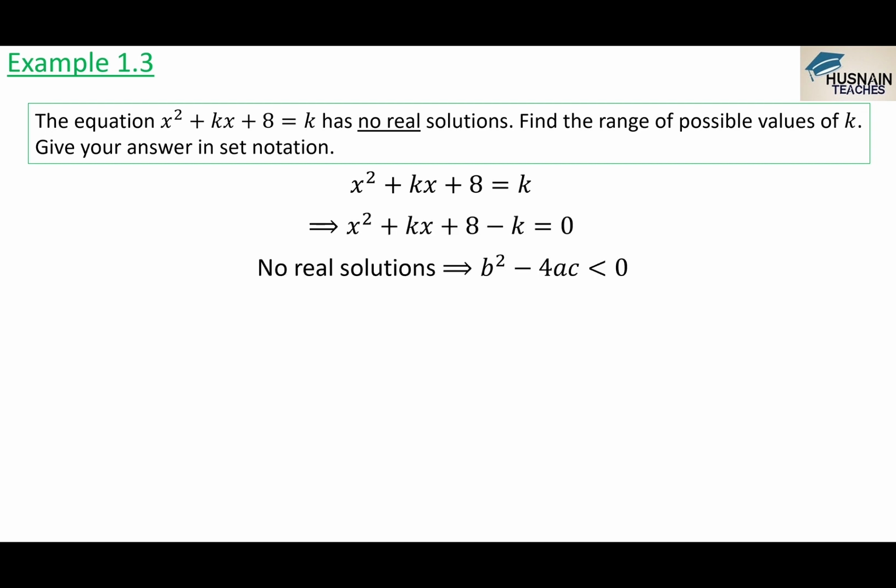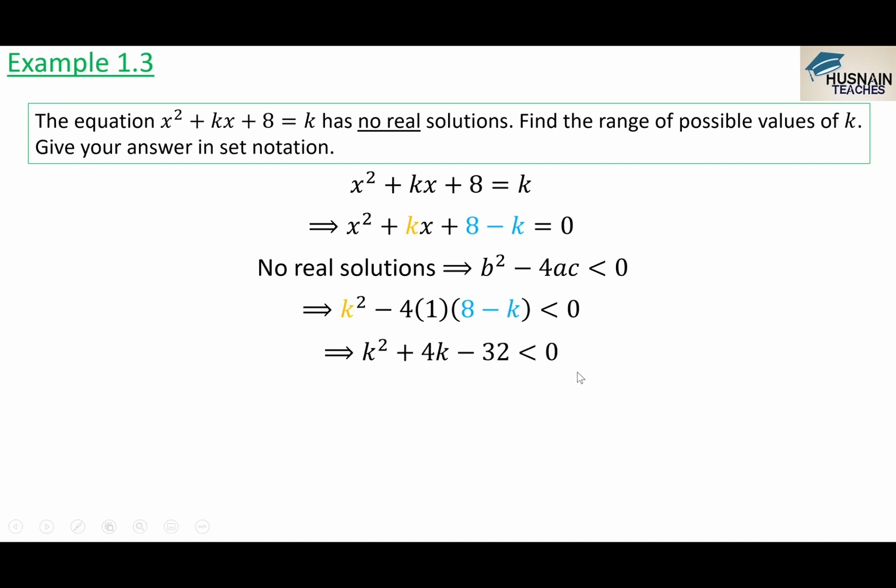And at this point, because it says it has no real solutions, we have to have that the discriminant is less than 0. Make sure you've ingrained this in your mind at this point. And substituting these values in, b equals k, and the c, the constant term, is just going to be the 8 minus k.